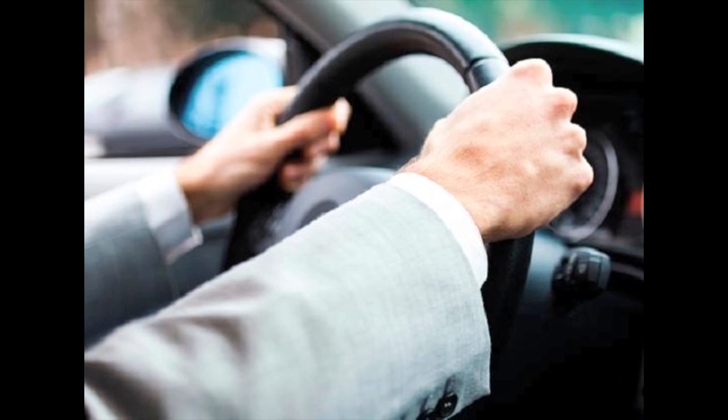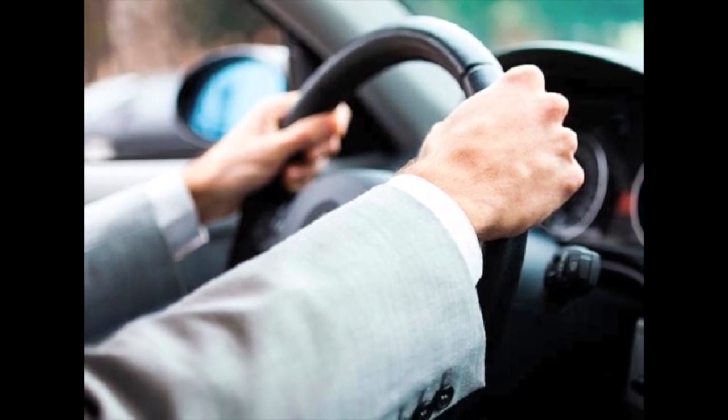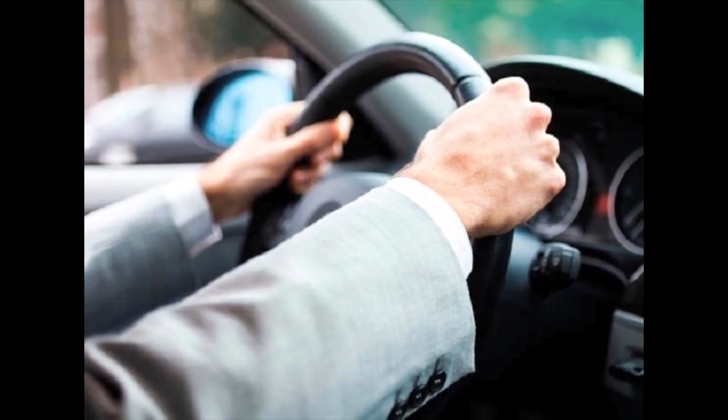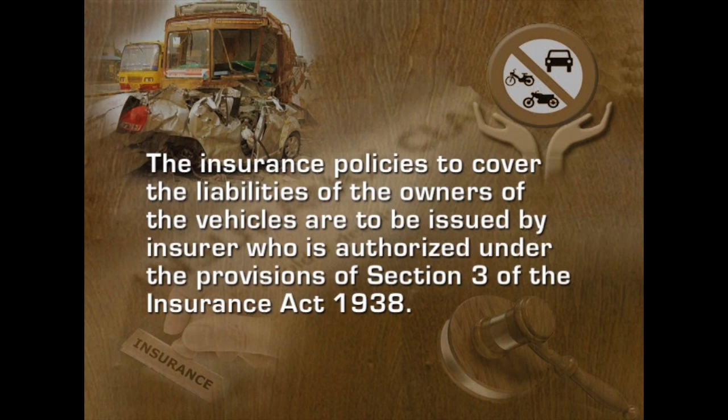Thus, it is presumed that the vehicles operating in a public place possess a valid insurance policy to cover the liability of the owner towards third parties and their property if damaged due to the use of such motor vehicle. It is the responsibility of the owner and the user of the vehicle to have a valid insurance policy at every point of time during use in public places. The insurance policies to cover the liabilities of the owners of the vehicle are to be issued by an insurer who is authorized under the provisions of Section 3 of the Insurance Act 1938.